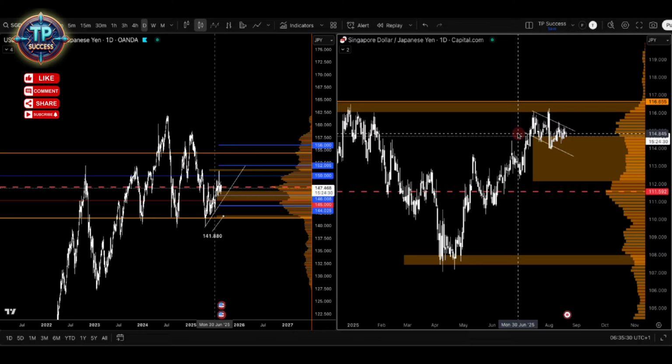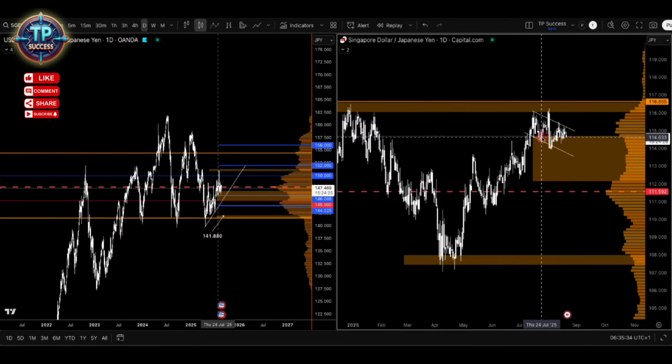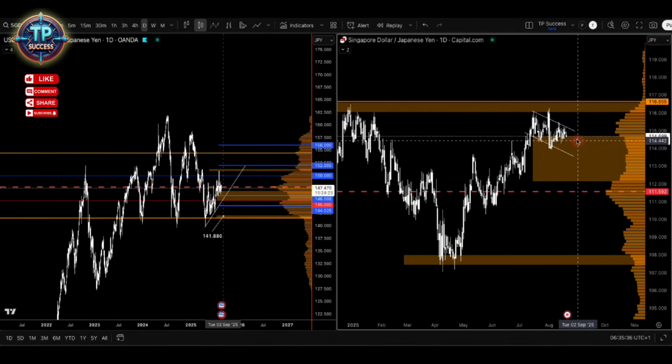Right, so in my mind, I'm like, okay, let's see what price is going to do. Is it going to move away from this level or not? Or is it going to come deeper into this zone?